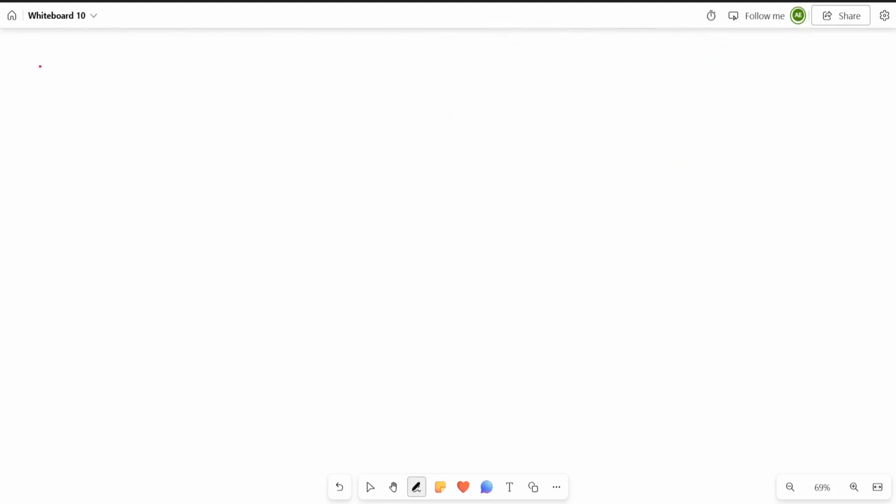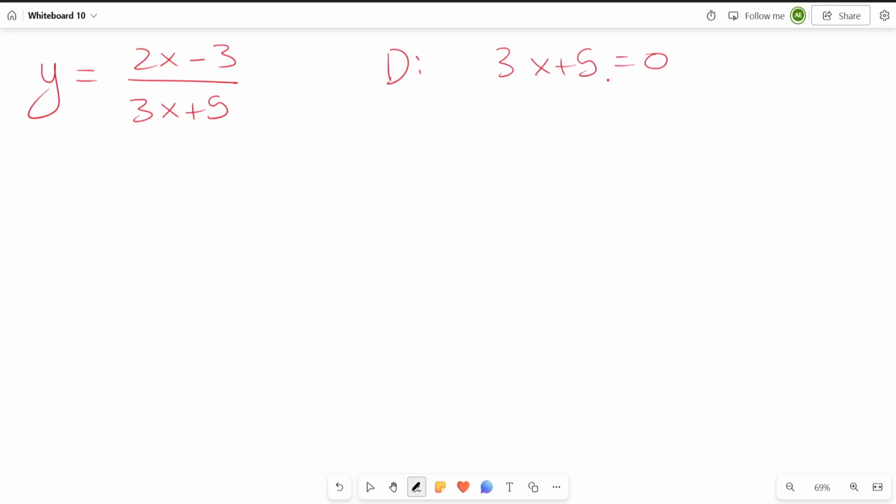So let's take another example. y equals 2x minus 3 over 3x plus 5. First of all, this is a rational function, so my domain is going to be restricted by the denominator not equaling 0. So 3x plus 5 equals 0. So 3x equals minus 5. So x equals minus 5 over 3. And when x is minus 5 over 3, the denominator is 0.